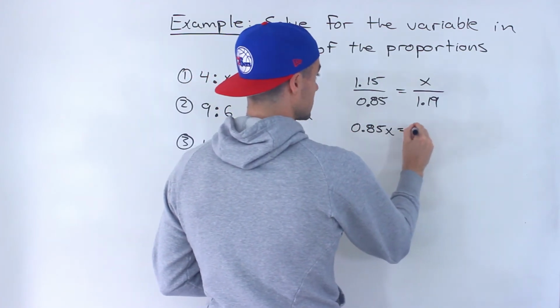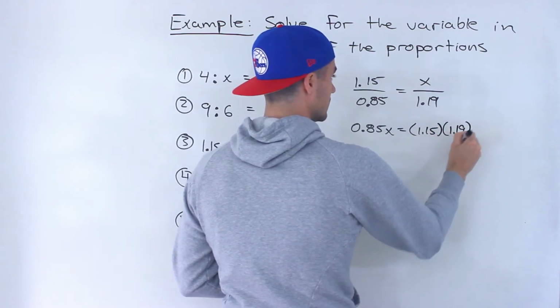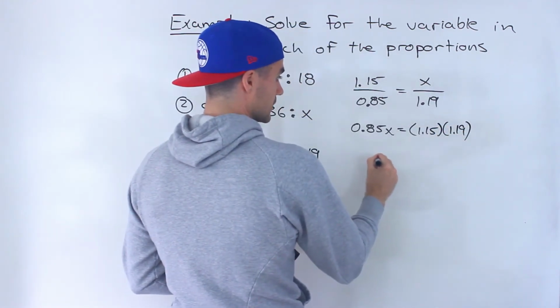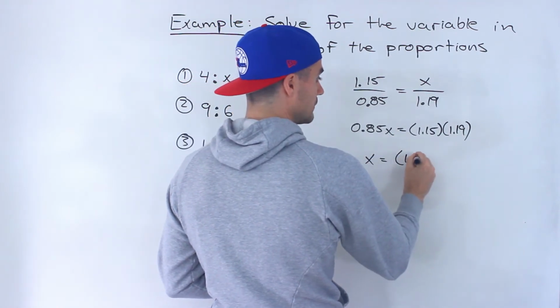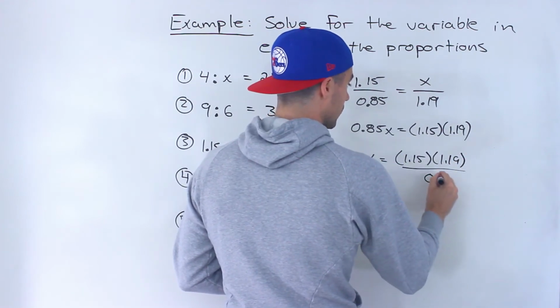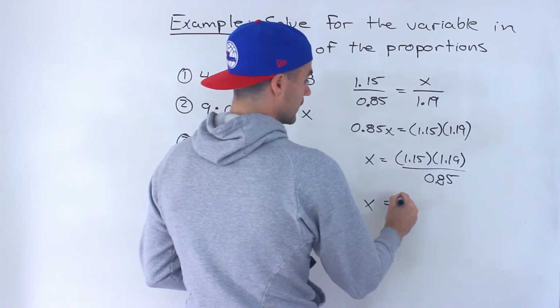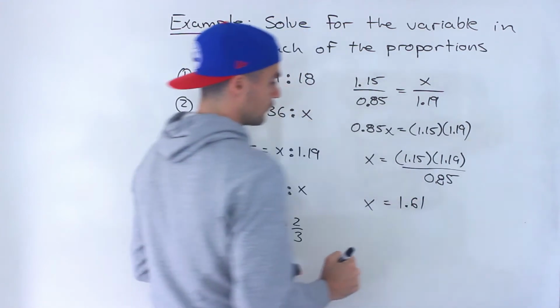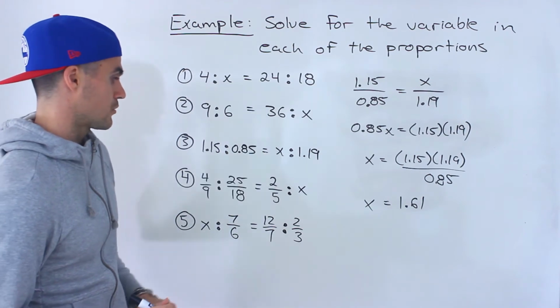So we'd have 0.85x is equal to 1.15 times 1.19. I'm just going to leave it since we're dealing with decimals. Then divide both sides by 0.85. So x would be 1.15 times 1.19 divided by 0.85. And then when you do all that, you would end up with 1.61 for the x value. Right? So that's the answer to number 3.